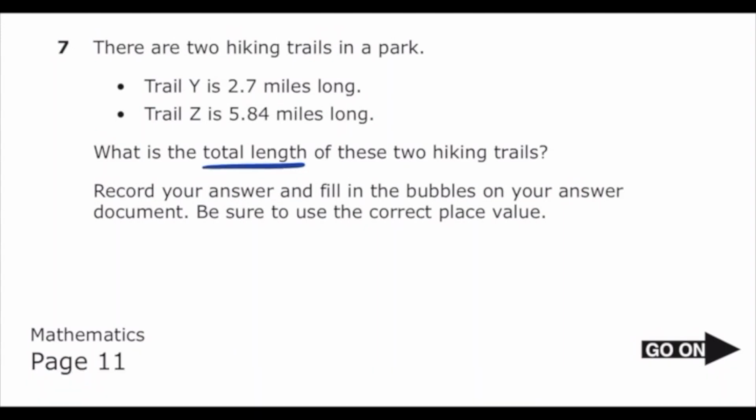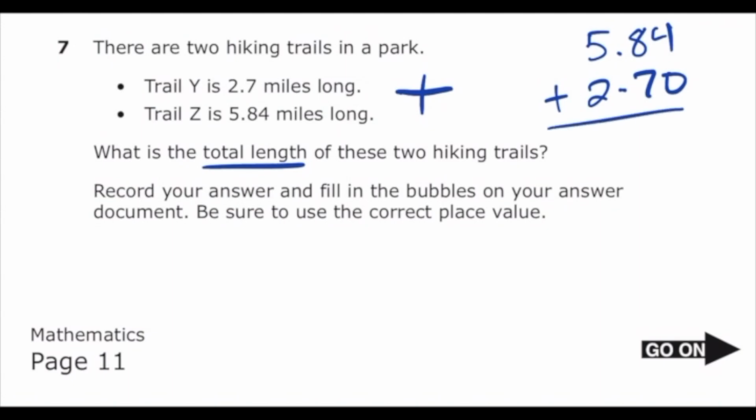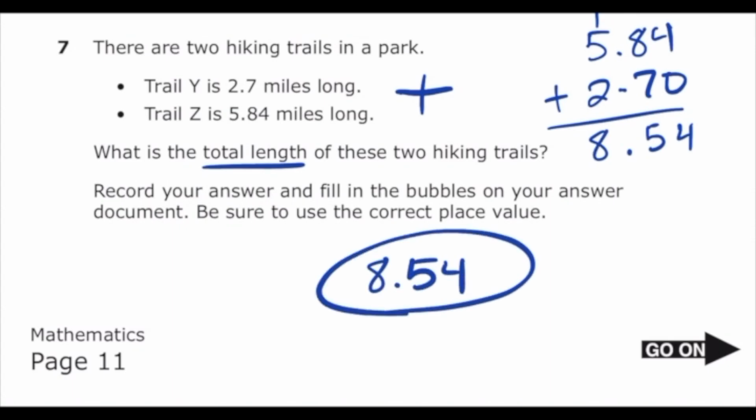So the word total tells us that we're going to add. So I'm going to go ahead and write it out. 5.84 plus 2.7, and I'm going to add a 0 in the hundredths place. So 4 plus 0 is 4. 8 plus 7 is 15, and I'm going to carry my 1. I'm going to put my decimal down, and then 1 plus 5 is 6, plus 2 is 8. So our answer is 8.54.